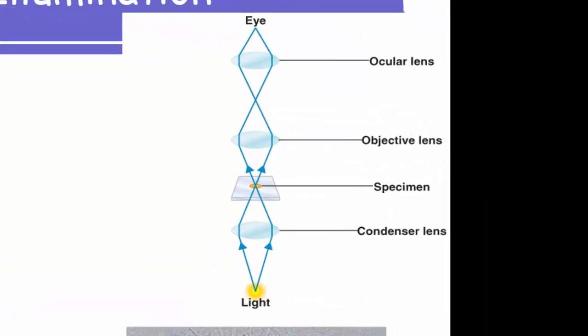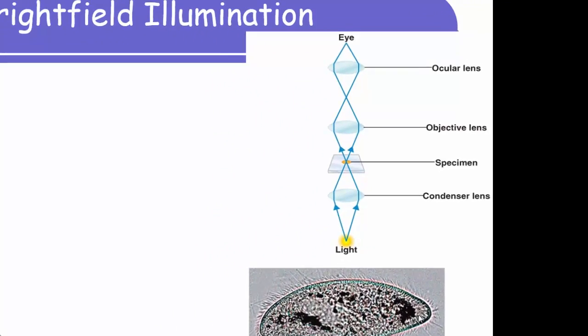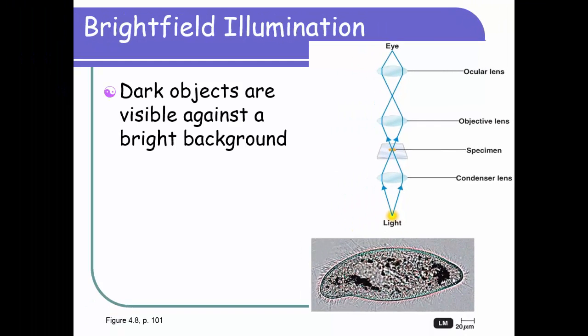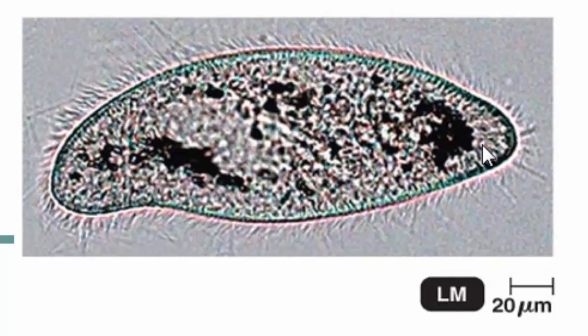You do not need to memorize these pathways of refraction, but this will help you see how different microscopes work. The bright field illumination microscope we use in the lab shows dark objects visible against a bright background, such as this paramecium. Light is reflected off the specimen and does not enter the objective lens, therefore the object is dark, while light not passing through the object will go into the lens and be bright.